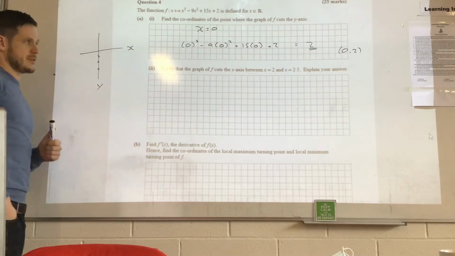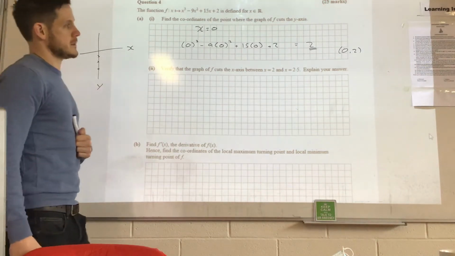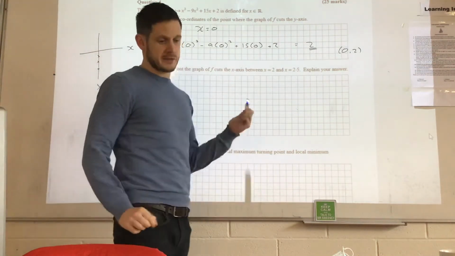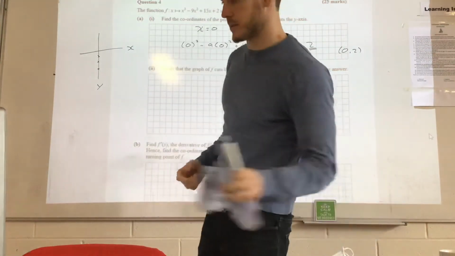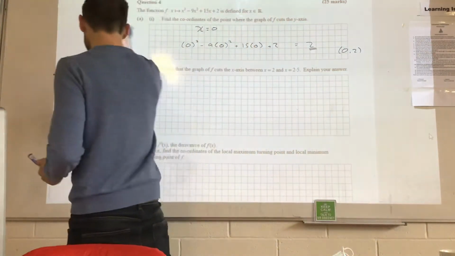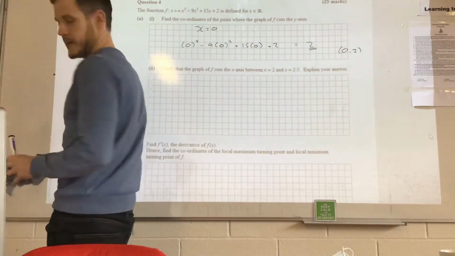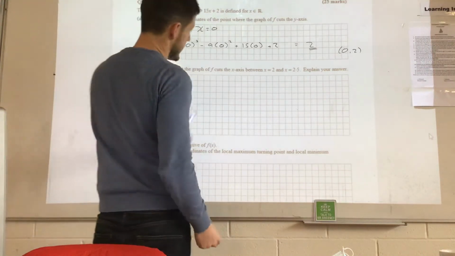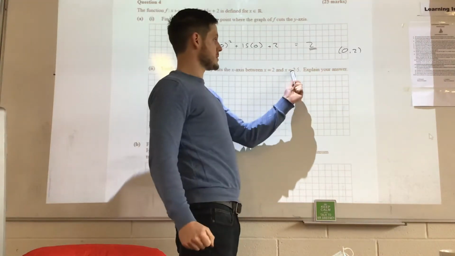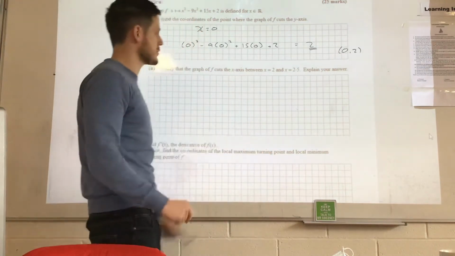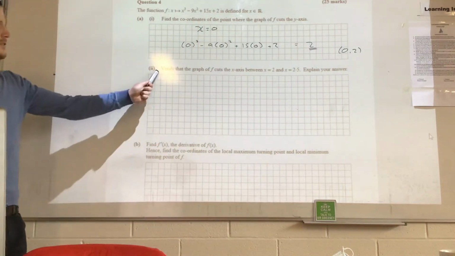Verify that the graph f cuts the x-axis between x is equal to 2 and x is equal to 2.5. I've never seen this question before in a past paper, so I'm not worried about it. Verify comes up a bit. Verify means just sub in. So that's the important thing. All this stuff about between these 2 points and explain your answer has never come up like that, but verify comes up quite a bit.